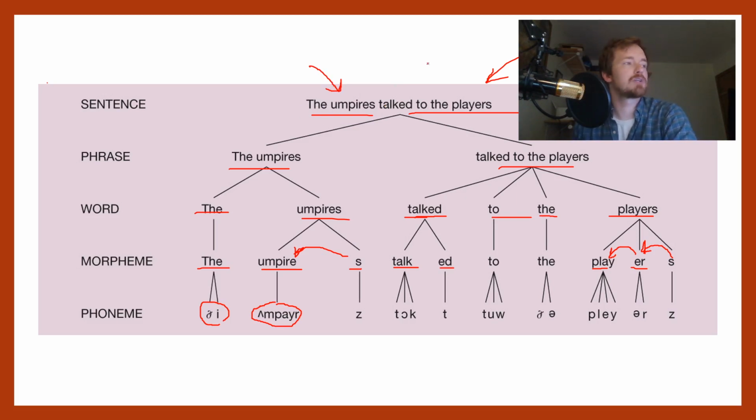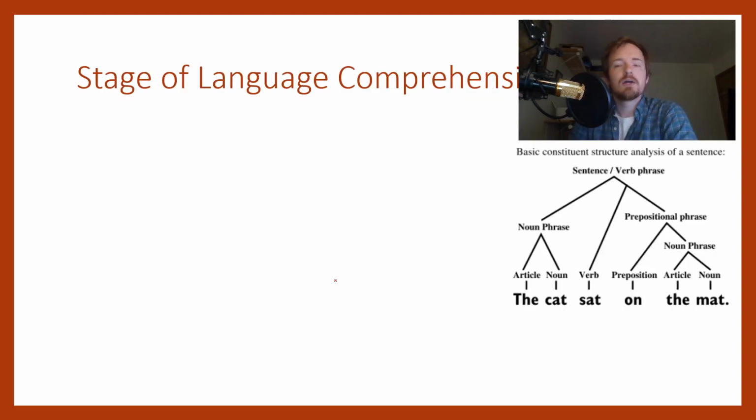So for example, you could switch this up. You could say the players talk to the umpires. That means something totally different, right? Changes the order, changes the action. And if we look down here, even at a smaller level, we have phonology represented in these phonemes, but we also have semantics represented again in the morphemes. So let's talk a little bit about this.